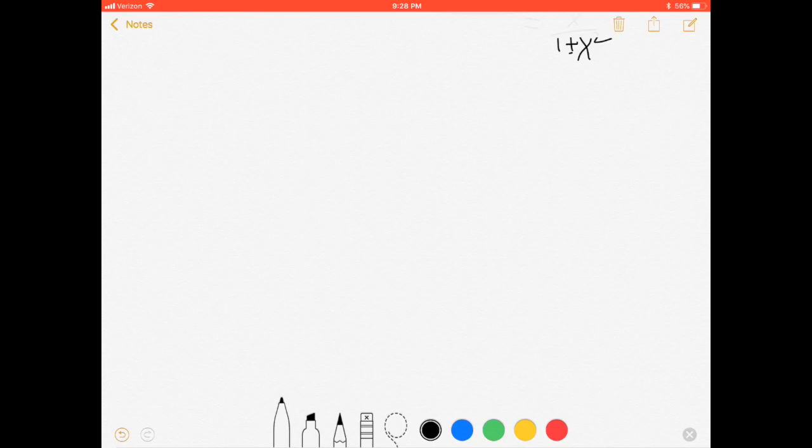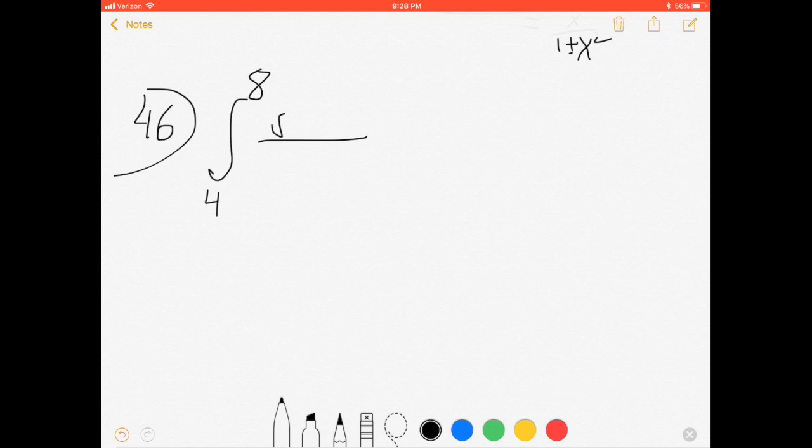Let's go, this will be definite integral number 46. Here we have the integral from 4 to 8 of a fraction, where the numerator is square root of x squared minus 16, and the denominator is x squared, dx.